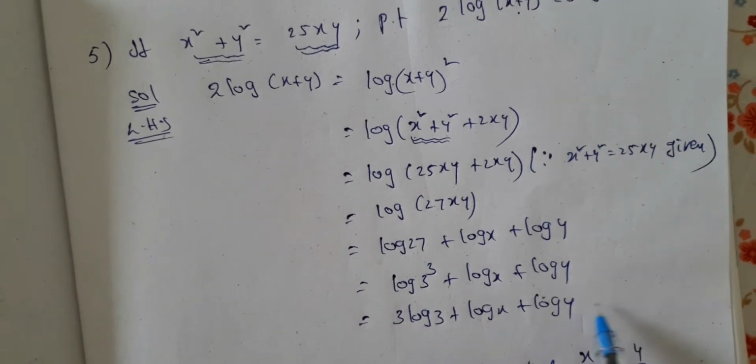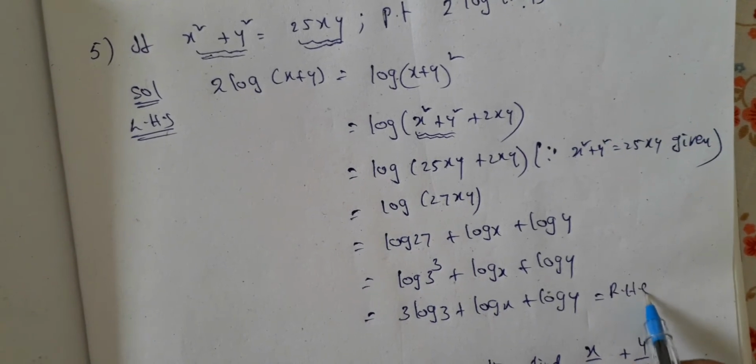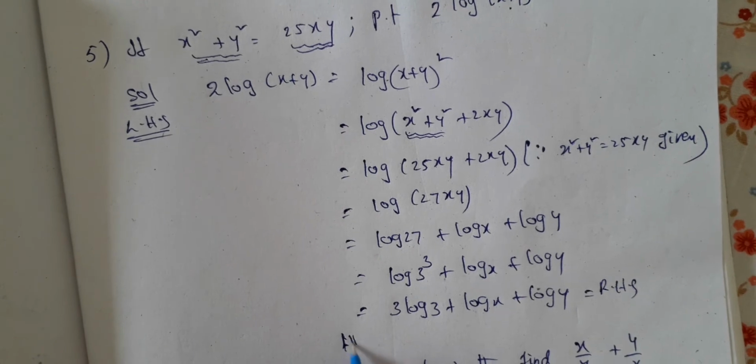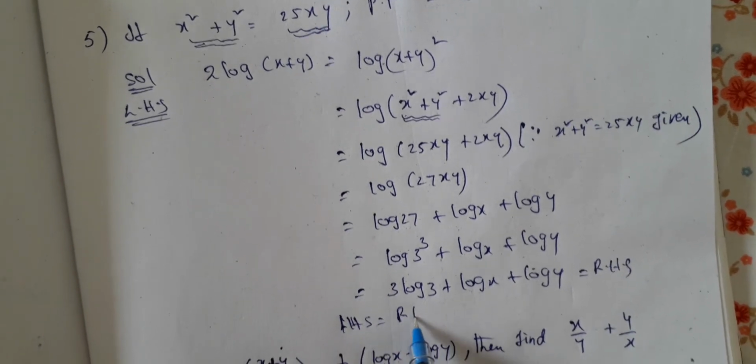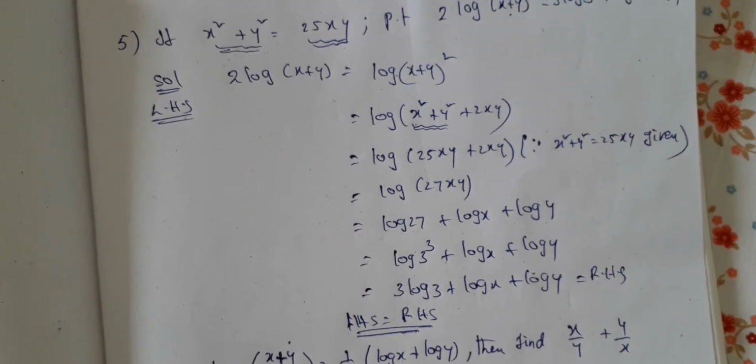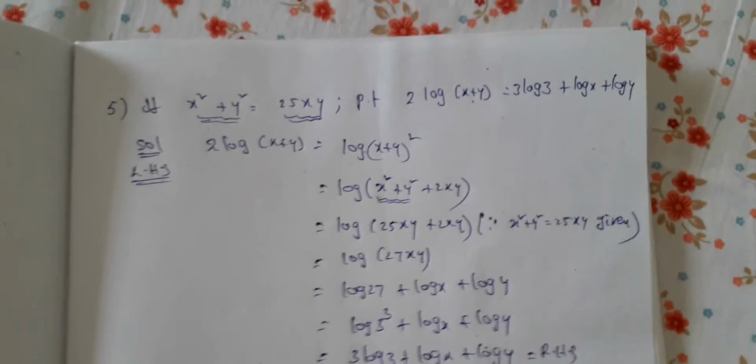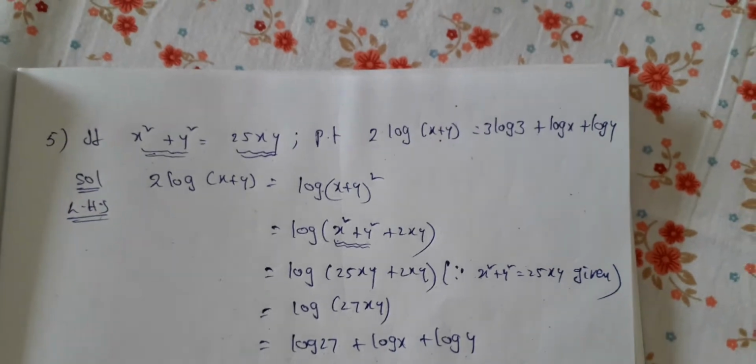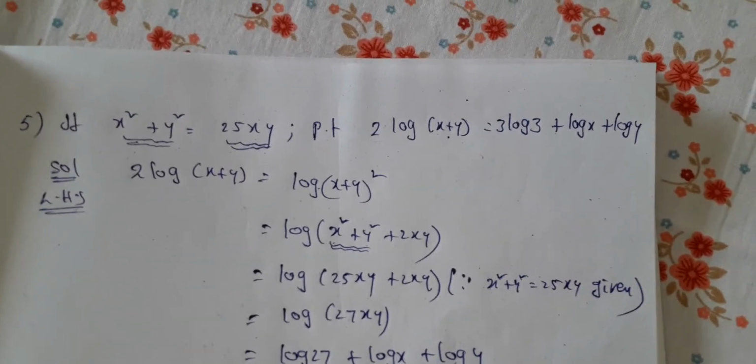What is this one? This is RHS. Hence proved. LHS is equal to RHS. Hence proved. Is it not? How did we take it? He gave it in the form of x plus y whole square. We need to visualize that.